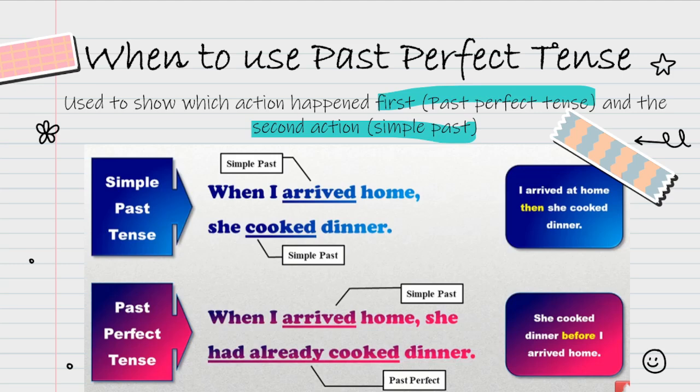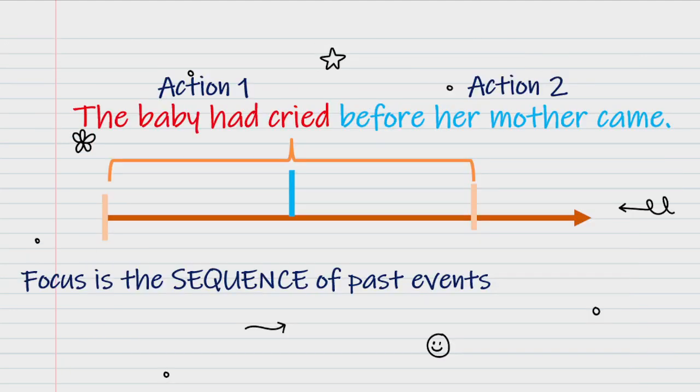So maybe the implication, or the understanding of this sentence, is that I arrived home, and next she cooked dinner. However, when you use the past perfect tense, when I arrived home, she had already cooked dinner. That means she cooked dinner before I arrived home. So the past perfect is the first action, the one that had already happened when you arrived home. Got it? Okay, let's take a moment for that to sink in with a few more examples.